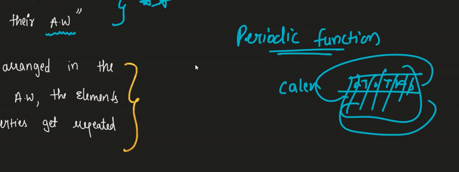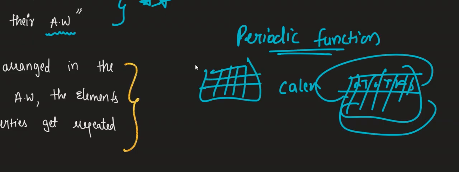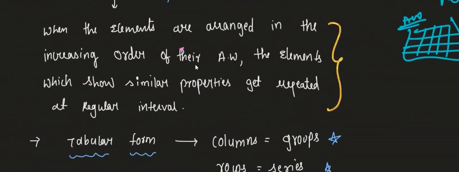In the same way, in the periodic table, like the way people arranged the days in the calendar, if you arrange the elements in increasing order of atomic weight, after a certain interval the same property is repeated. In the calendar the day is repeating, whereas in the periodic table the property is repeating. This repeating property we call a periodic function.